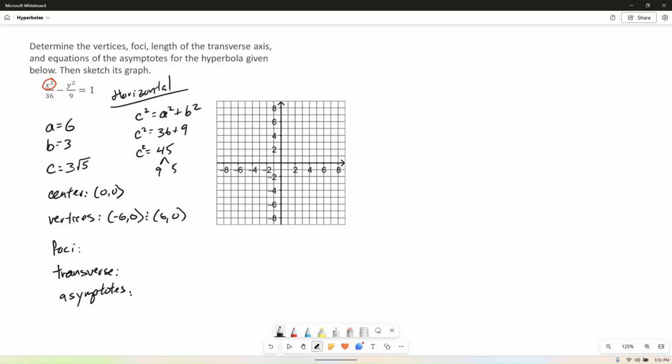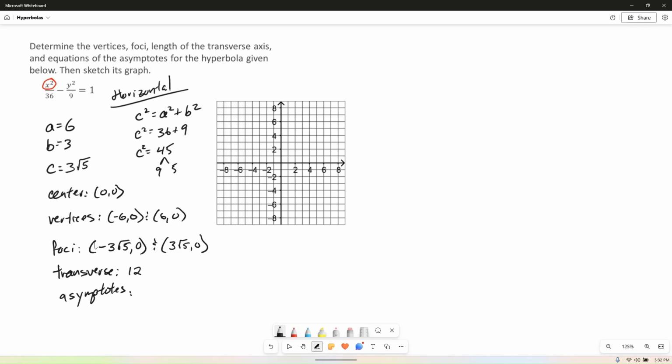The foci also travel the same direction. So it's a horizontal hyperbola, and we're going to travel horizontally from the center. Center is at the origin. So we're going to travel to the left and to the right a distance of 3√5. So we're going to have -3√5, 0 and +3√5, 0. So those are the two foci. The length of the transverse axis is always 2a, and since a is 6, the transverse axis is going to be 12.